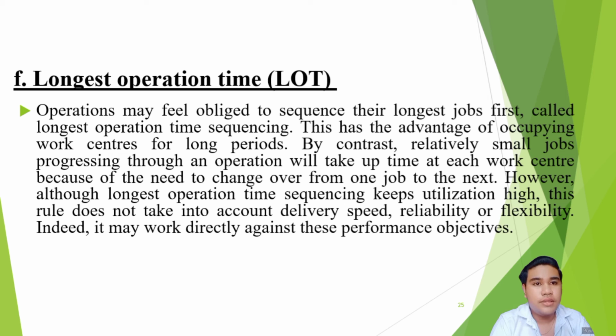By contrast, relatively small jobs progressing through an operation will take up time at each work center because of the need to change over from one job to the next. However, although longest operation time sequencing keeps utilization high, this rule does not take into account delivery speed, reliability, or flexibility. Indeed, it works directly against these performance objectives.